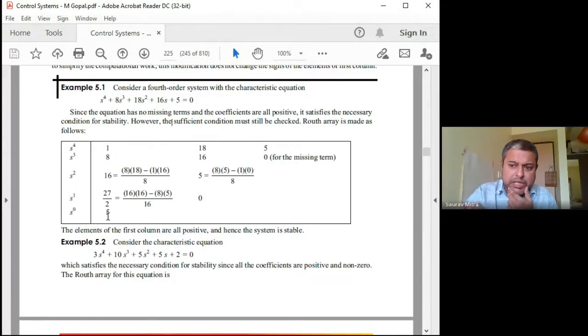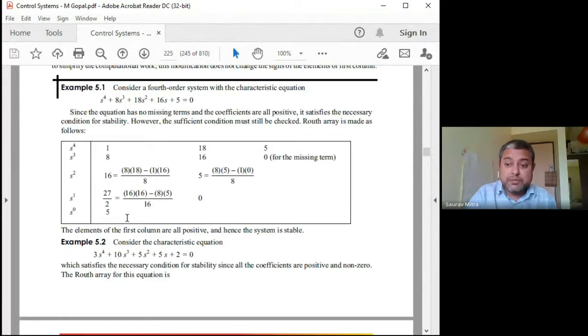Okay, so write it once yourself, then it will be easier for you to understand. This is 27 by 2 multiplied by 5 minus 16 multiplied by 0. 16 multiplied by 0 is 0. That means 27 by 2 multiplied by 5 minus 16 into 0, divided by 27 by 2. Same rule, whatever we have done here. So this will be 5. Then we have to say that in the first column of the Routh-Hurwitz criterion, there is no sign change.